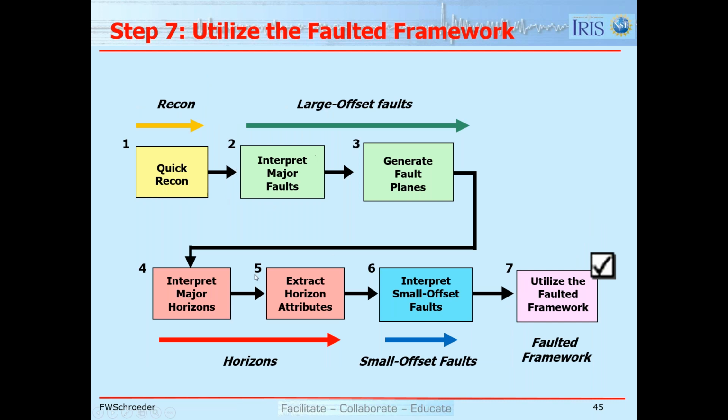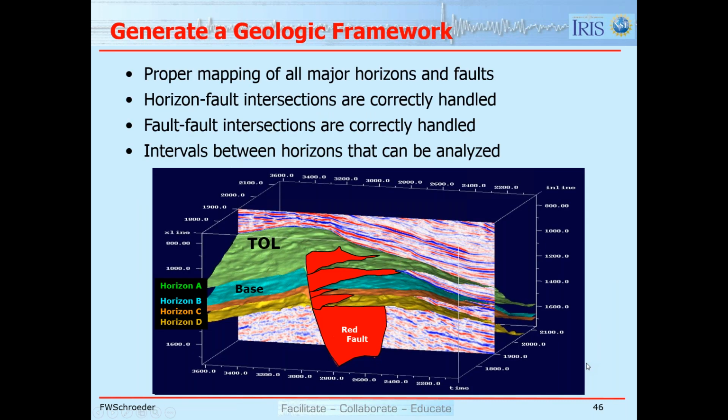So going through this six-step process, I then come up with a faulted framework. I have all of the major and some of the minor offset faults. I have all of the major stratigraphic horizons. And so now I have a faulted framework, and that is the skeleton of which now I'll start to focus in on a potential reservoir unit or a potential source unit or a potential seal unit, and continue my in-depth analyses. So this is a display through this same data set.